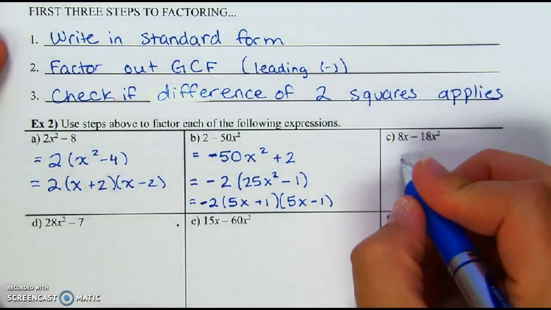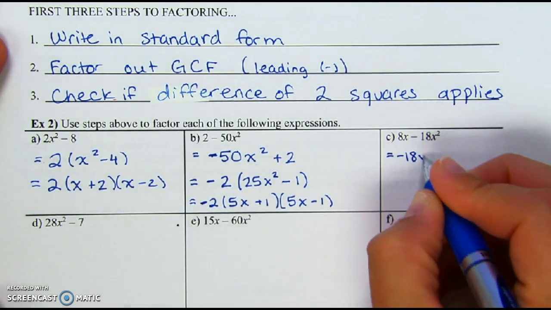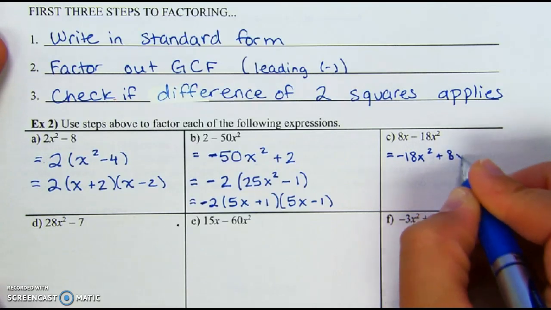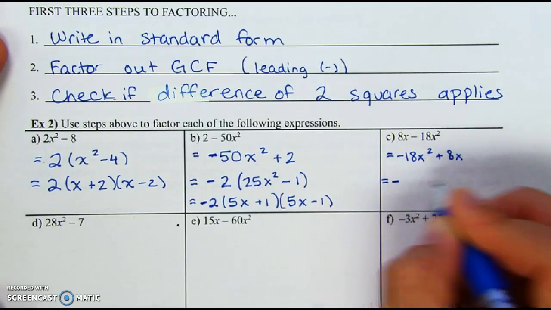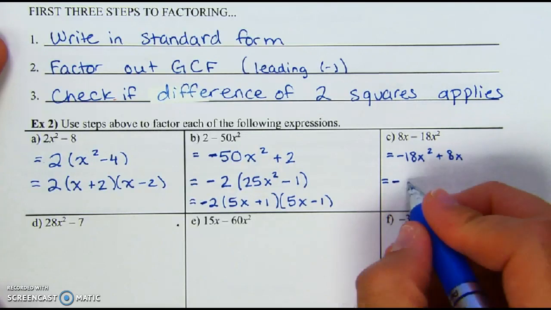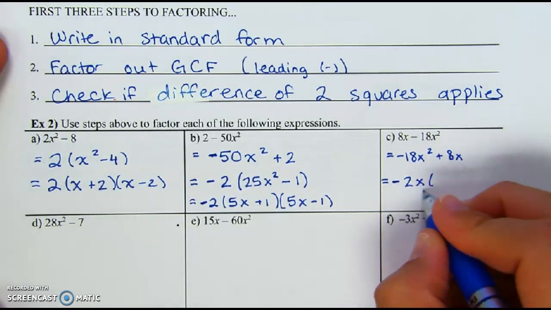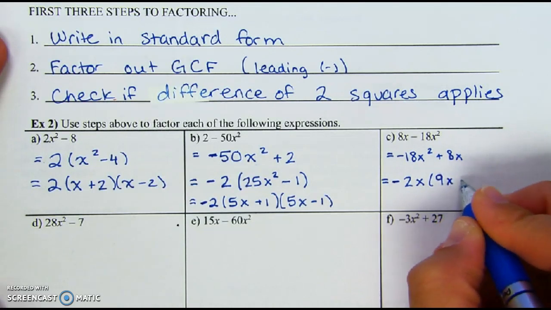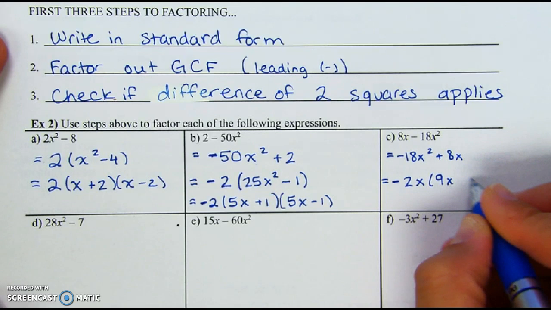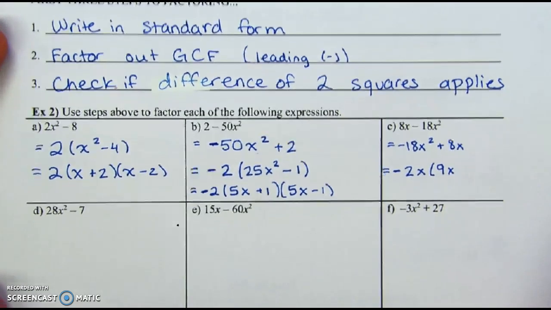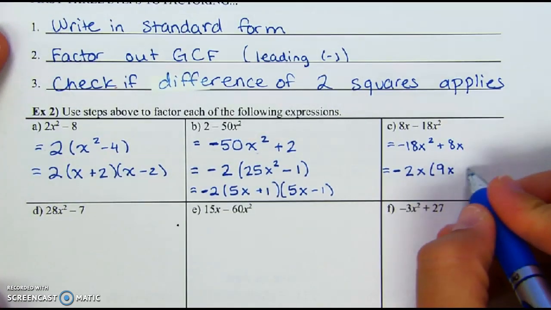All right, is this in standard form? No. Here we go. Is there a greatest common factor? Yes. Negative, what do we say? Negative 2x, do you think? Okay, negative 2x times 9. And then negative 2x times what is 8x? Negative 2 times negative 4.